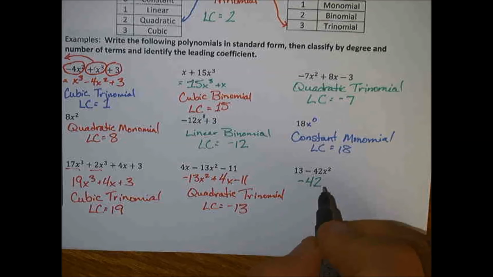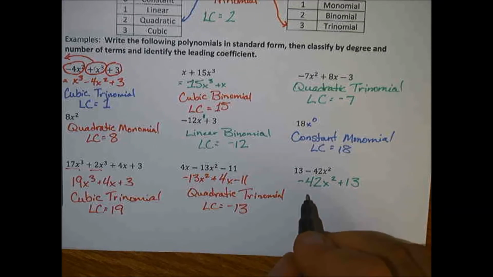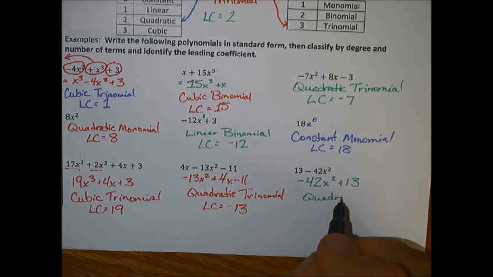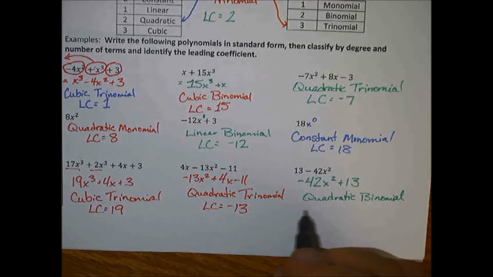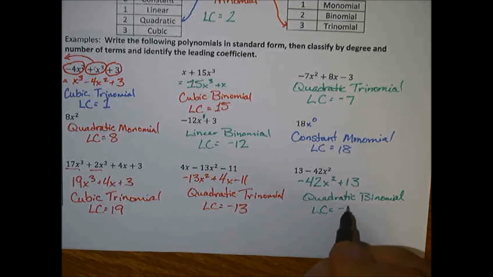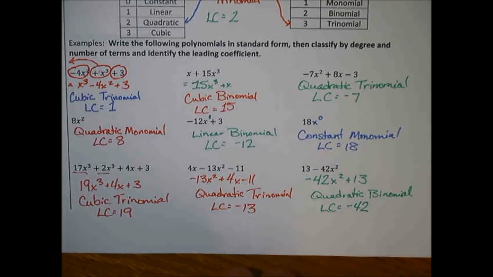So here we just want to rearrange these. So negative 42x squared, keep that negative with it. And even though there's not a plus sign on that 13, we know it's a positive 13. So it is a quadratic. There's two terms, so it's a binomial with a leading coefficient of negative 42. So now you should have a good concept of what it is like to classify trinomials, and that's really the only new part from today.